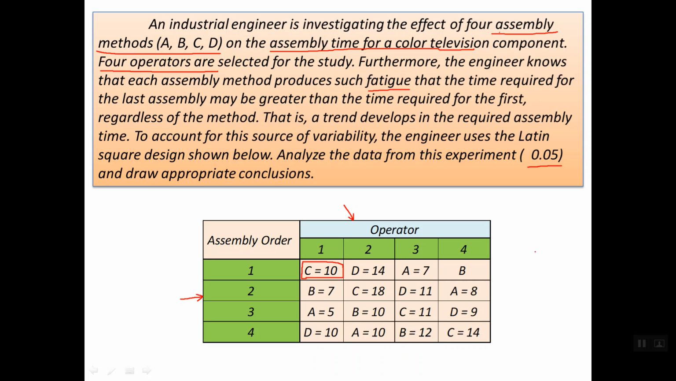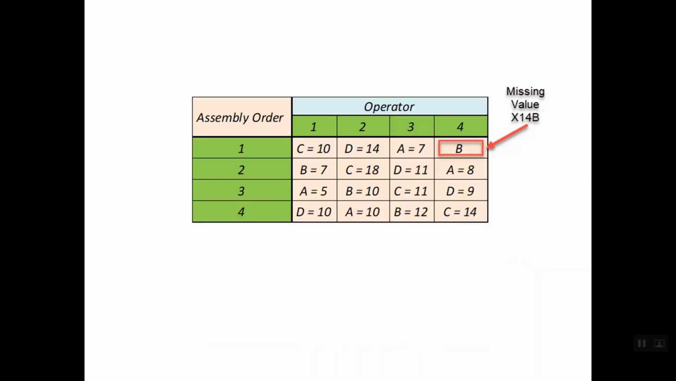As you see here, we have a missing unit or missing value or missing plot in row number 1 and column number 4 for the treatment B. So this is an incomplete Latin design. Before starting the calculations, this is the missing value. It is denoted by X.